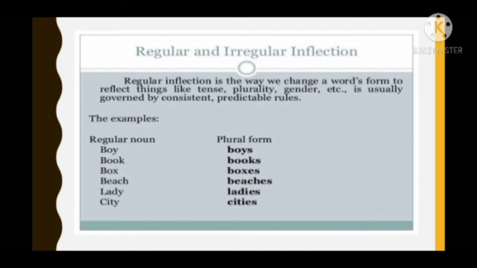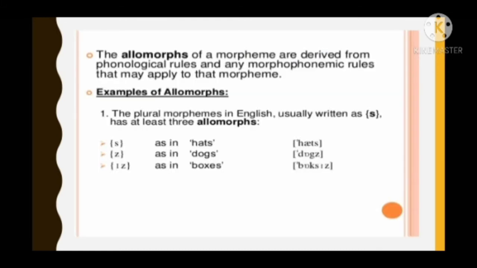Next is the allomorph. An allomorph is a morpheme derived from phonological rules and any morphophonemic rules that may apply to that morpheme. Example of allomorphs: hat with S is pronounced hats, and in phonemic form it is like he eats, so it's hats. Dogs, boxes. That's the example of form.